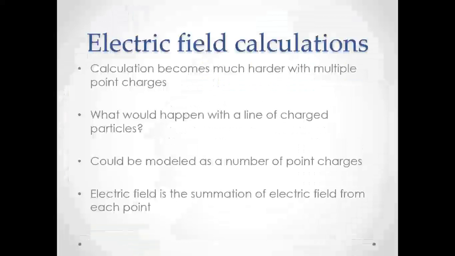All right, so in this lesson we're going to start looking at electric field calculations. How do we deal with things like a line of charged particles, or a ring of charged particles, or a disk of charged particles, where there's not just 2 or 3 or 4 charges, but instead a distribution of charges? These types of calculations can become much harder because every time you add a point charge, you need to add more stuff.